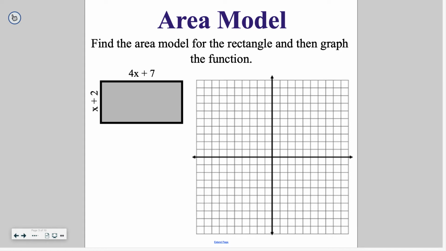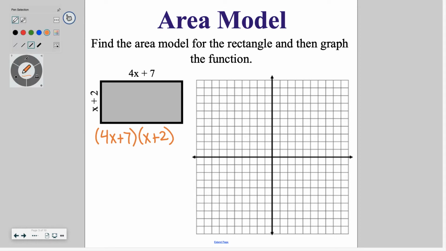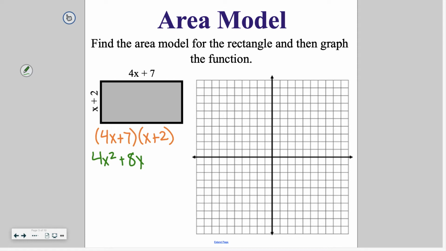So our rectangle right now has a length of 4x plus 7 and a width of x plus 2. In order to find the area, we're going to need to multiply those quantities, so 4x plus 7 and then x plus 2. This brings us back to chapter 7 where we needed to use that FOIL method in order to multiply. So we got 4x times x, which is 4x squared, 4x times 2, which is going to be 8x, 7 times x, which is 7x, and then 7 times 2, which is 14.